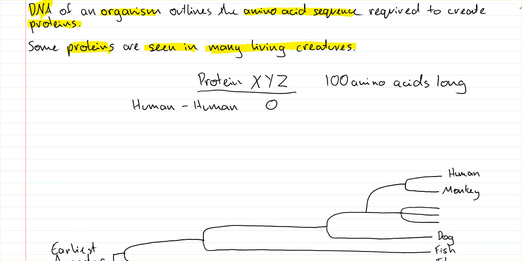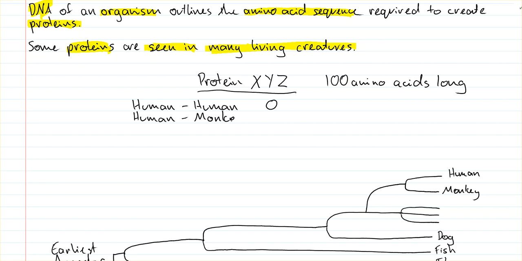When we start to compare different species, we may start to see some differences in the amino acid sequence, and what this may in turn tell us is that they are slightly less related than other species, or slightly more related than other species. So let's now imagine that we are comparing a human with a monkey.